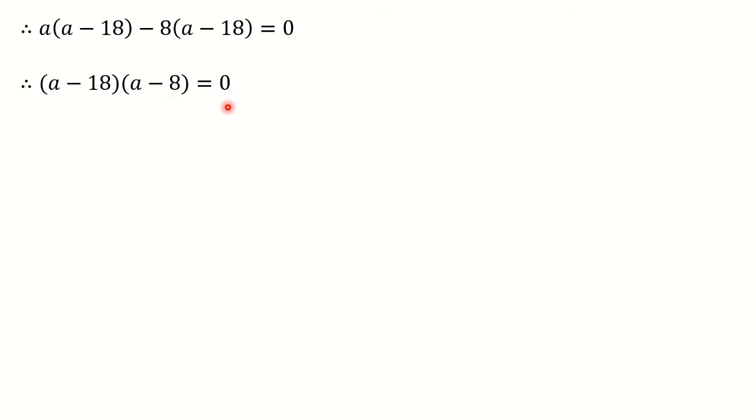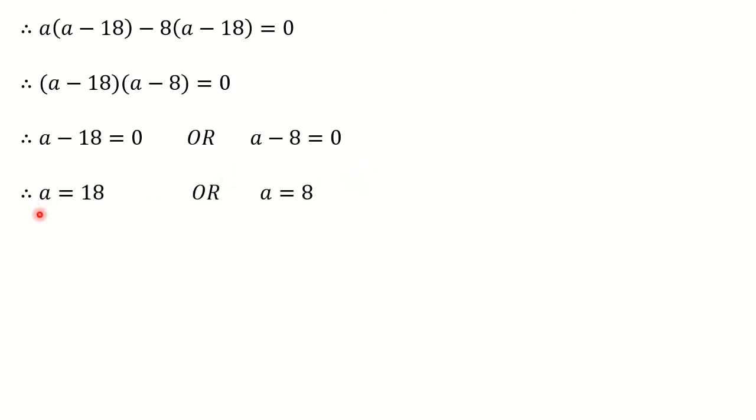This is equal to 0. Now we have studied in the properties of real numbers that if a into b is equal to 0, then either a is 0 or b is 0. So here also either this bracket is 0 or that bracket is 0. So we are going to write in the form of either or. That means a minus 18 is equal to 0 or a minus 8 is equal to 0. From that what we get is a is equal to 18 or a is equal to 8. So we got one unknown from the two, that means a and c. We got the value of a.